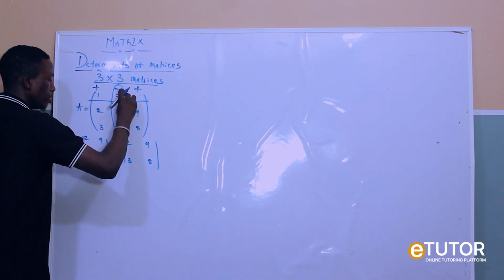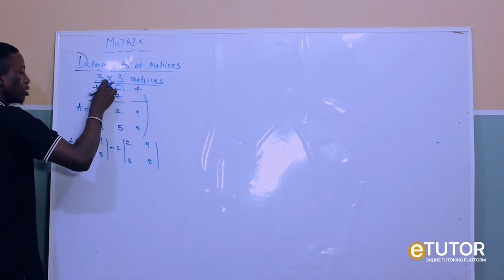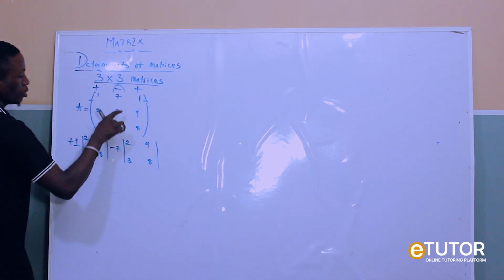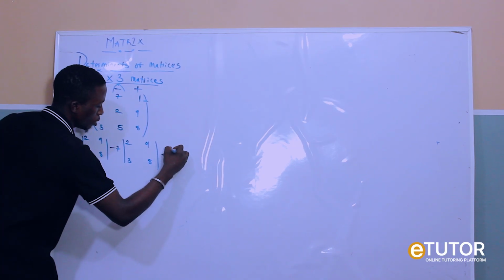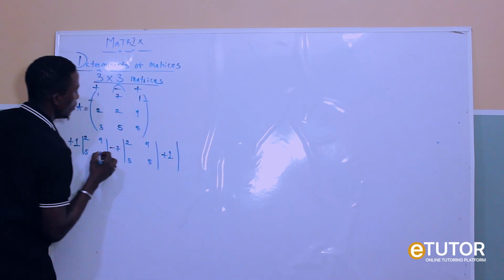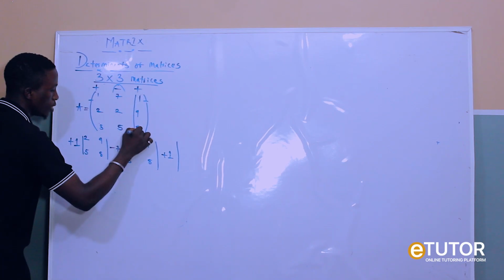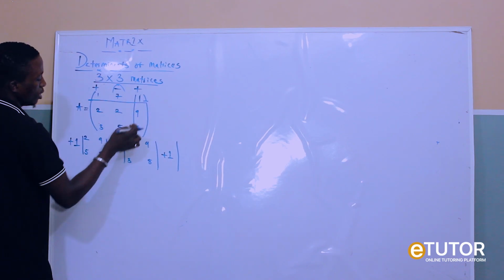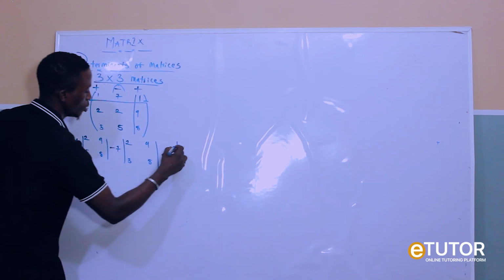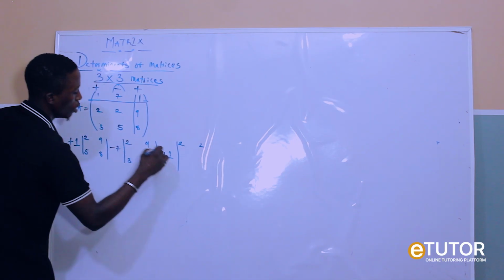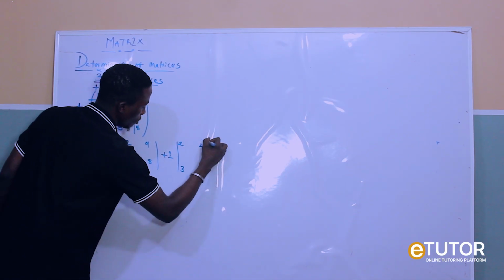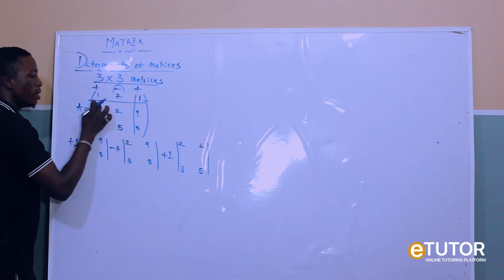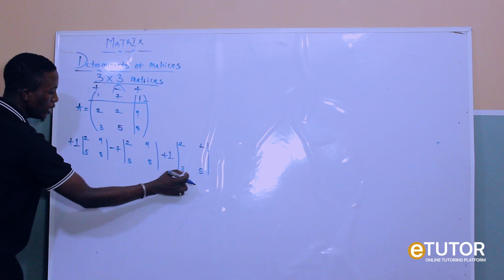So now the next thing is to take out the next element. You assign the sign to it, which is plus 1 into the determinant of... now plus 1 is on this column, it is also on this row, so the elements here will be eliminated while these ones will be written down. So we'll have 2, 2, 3, 5. So now we have successfully converted this matrix into 3 2 by 2 matrices.